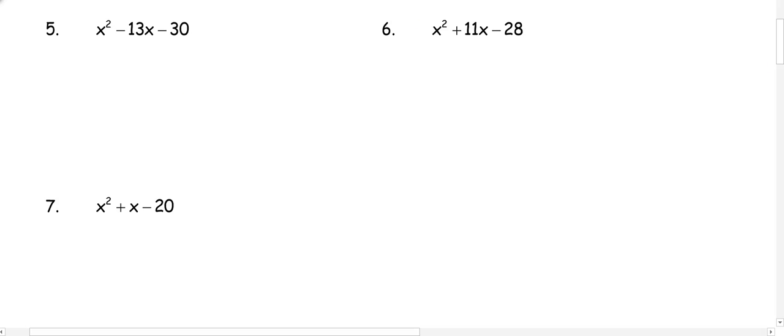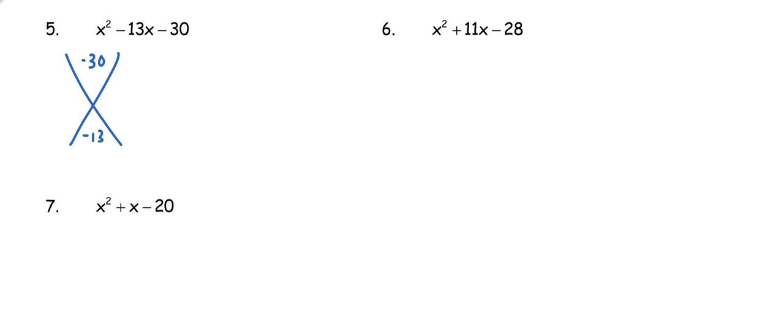Number 5, we need two numbers that multiply to -30 and add to -13. Now, when we are multiplying to a negative number, we're going to need numbers with one of each sign. So we could use the numbers 10 and 3. We're going to have the bigger number be negative because we're adding to a negative. If I have -10 and 3, when I add those numbers together, they don't equal -13. So that's not the combination we're looking for. We're going to try a different combination.